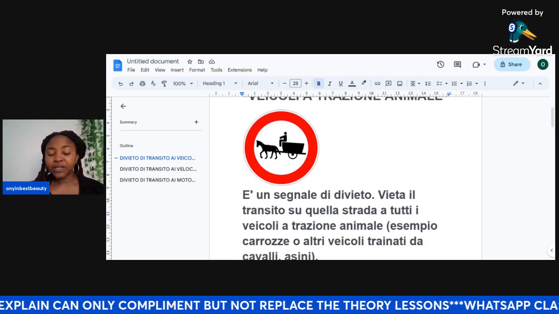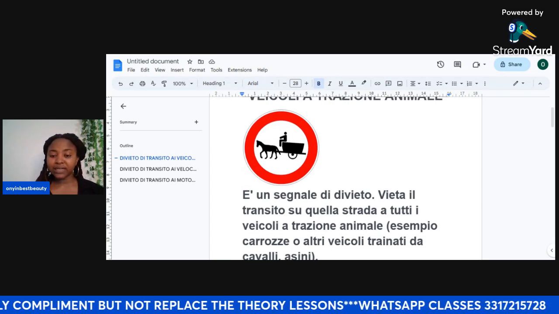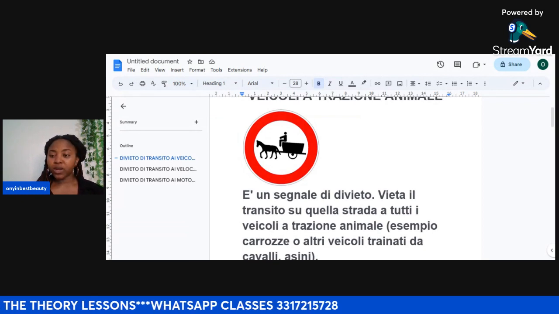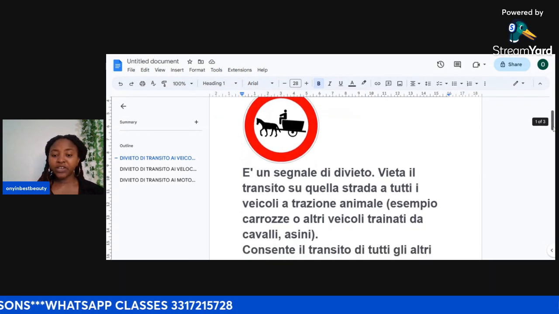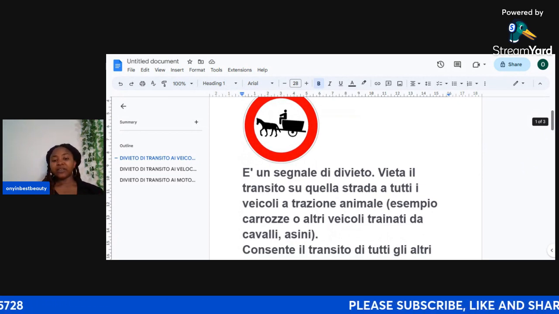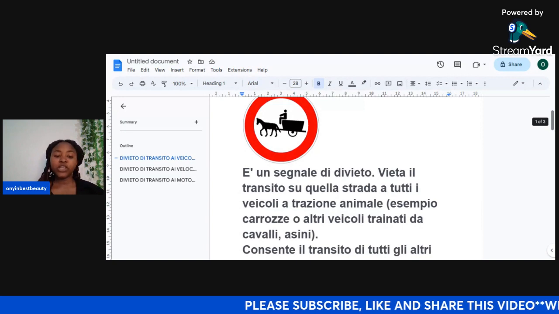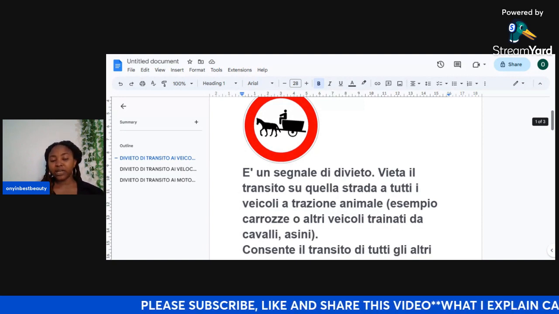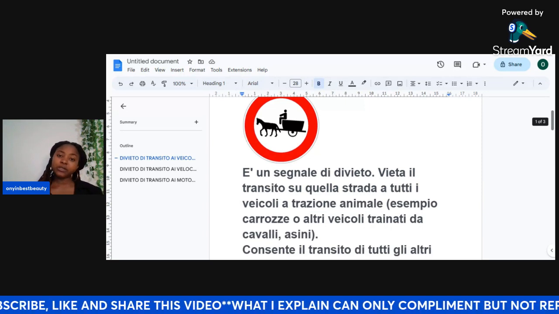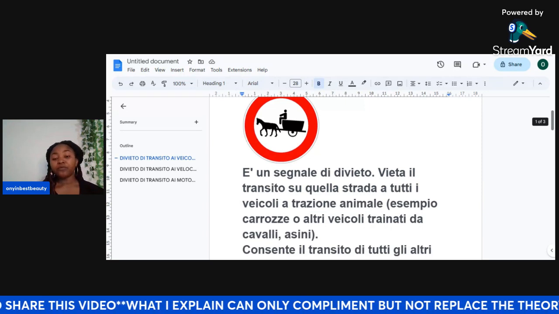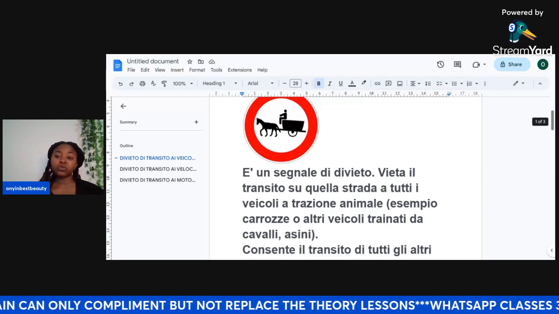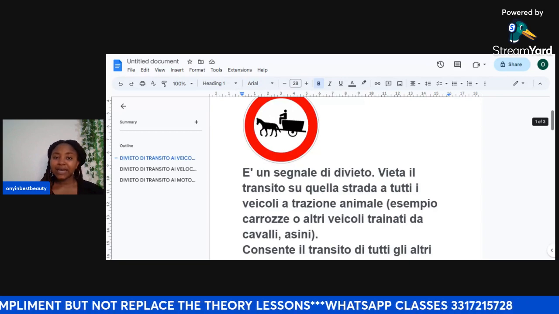È un segnale di divieto, vieta il transito su quella strada a tutti i veicoli a trazione animale. Esempio, carrozze o altri veicoli trainati da cavalli, asini. Now, this sign forbids the transit of all vehicles a trazione animale, vehicles where they tow human beings, where they take human beings from one place to another. These vehicles are forbidden to enter this road. Donkeys, horses, towing people from one place to another, cannot enter this road.